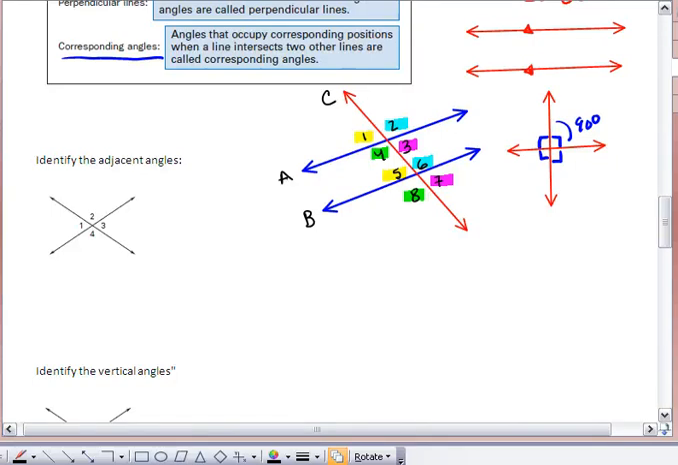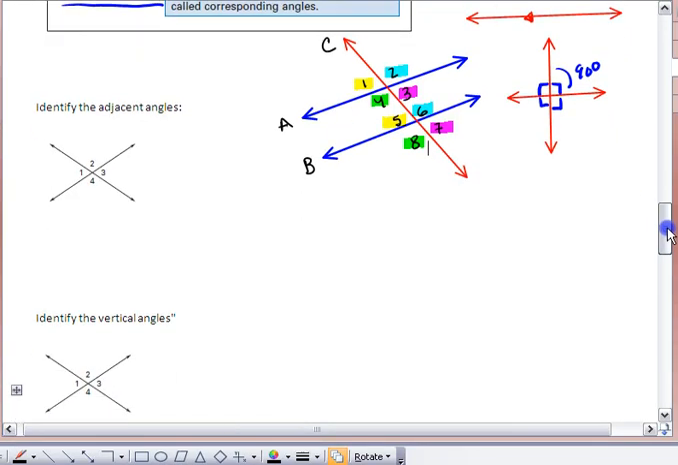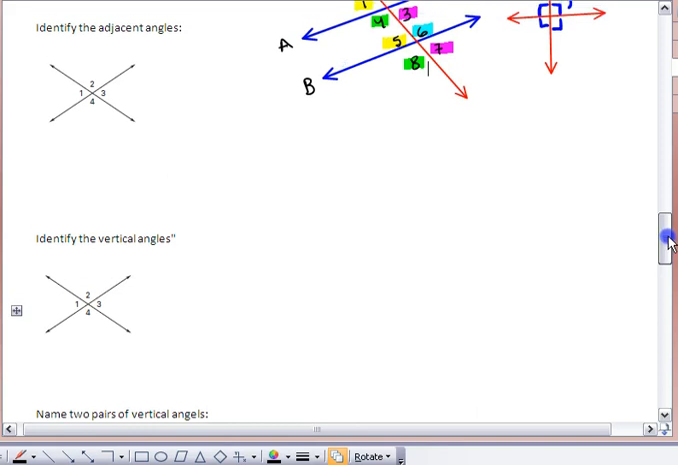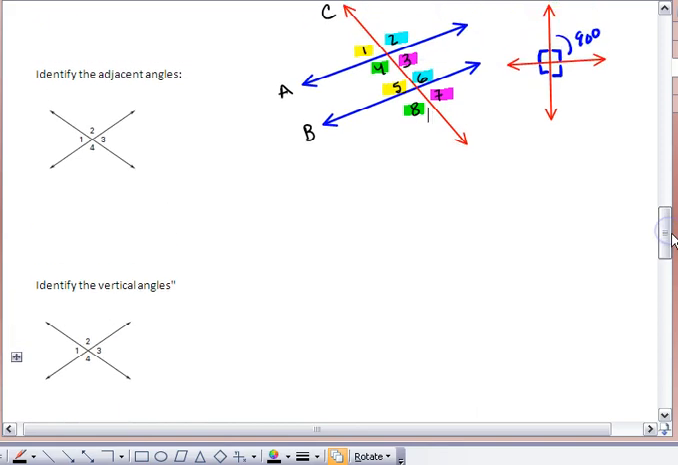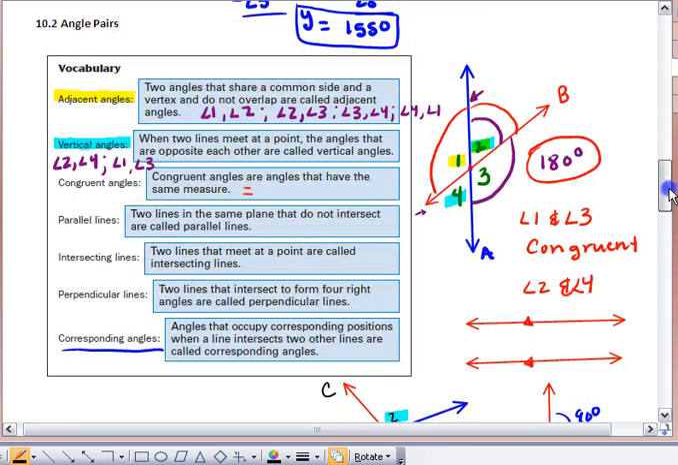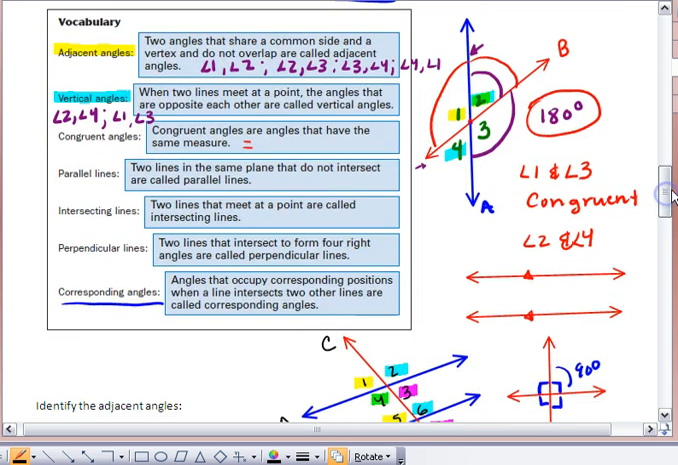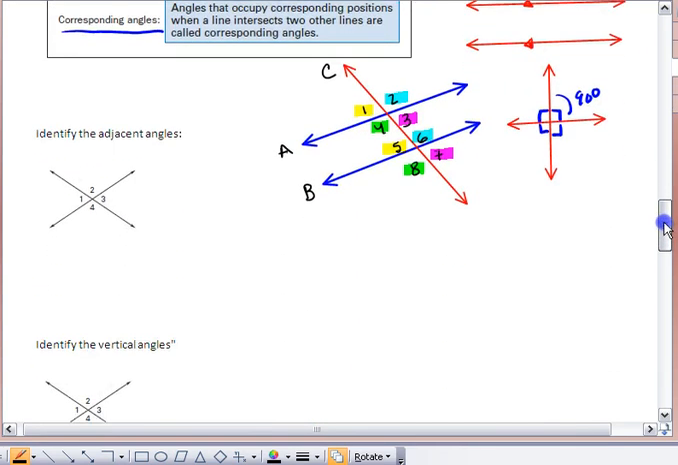Angles and angle pairs, part 2. Alright, let's look at this one. It says identify the adjacent angles. Now let's look back at that definition up here again. Adjacent angles are two angles that share a common side and vertex and do not overlap. So in this diagram, identify the adjacent angles.